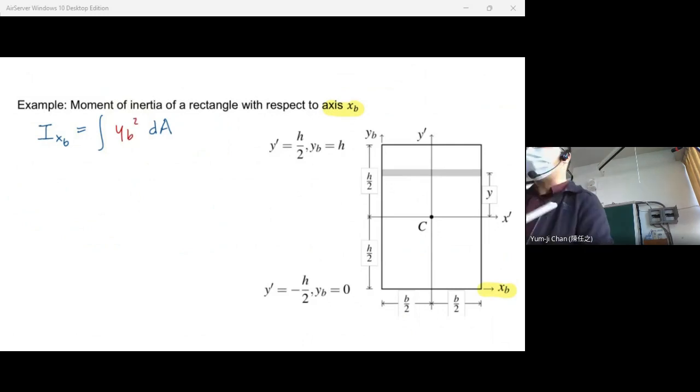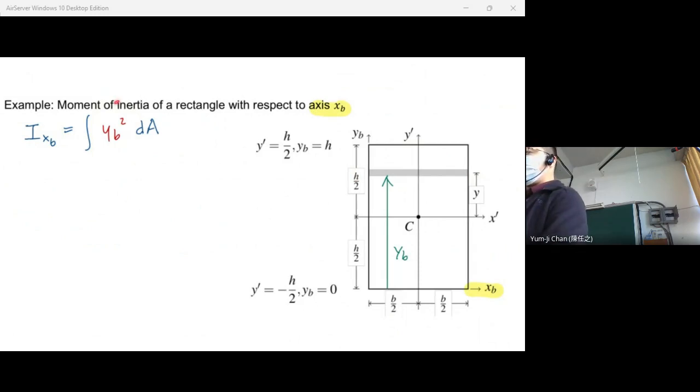Yb squared dA. Okay? Because the distance between this slice or this stripe here from xb is yb. Does it sound logical? Right? So Ixb is equal to the integration of yb squared dA. So yb is this one. It's okay.